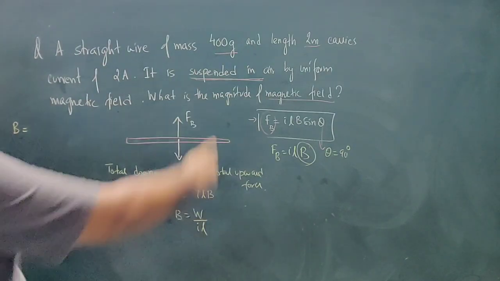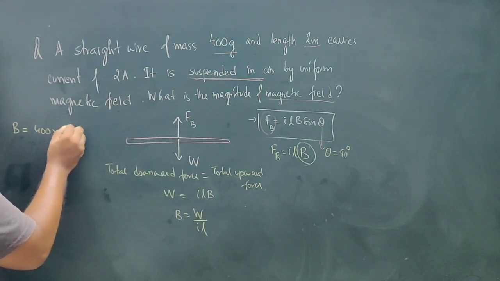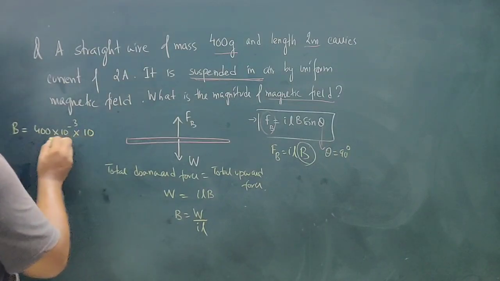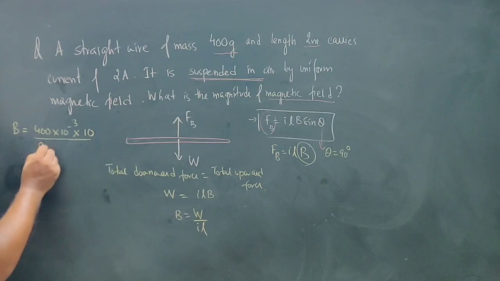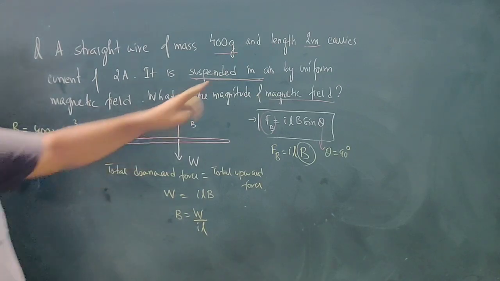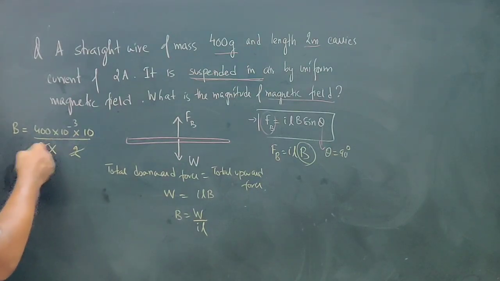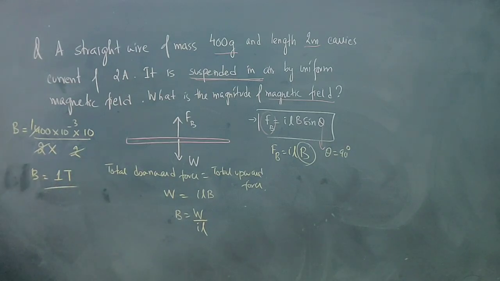W means weight. Weight is 400 gram, so that is 400 into 10 to the power minus 3 kg into g, this is m into g, that is 10, divided by current. How much is the strength of the current? Current is 2 ampere. So 2 into, how much is the length of the conductor? This is 2. So the 2 cancels, and this is 1. So B is equal to 1 Tesla.